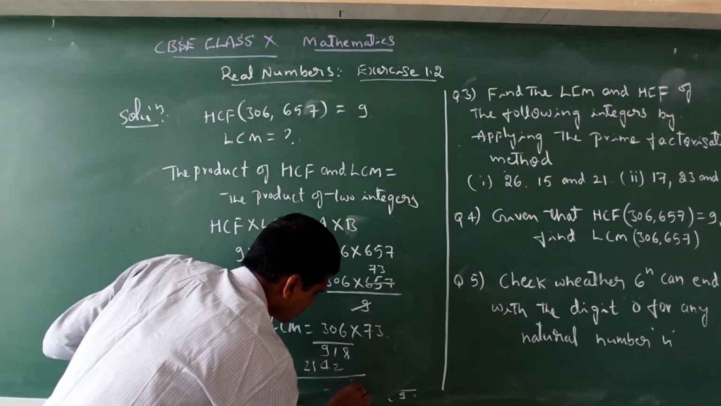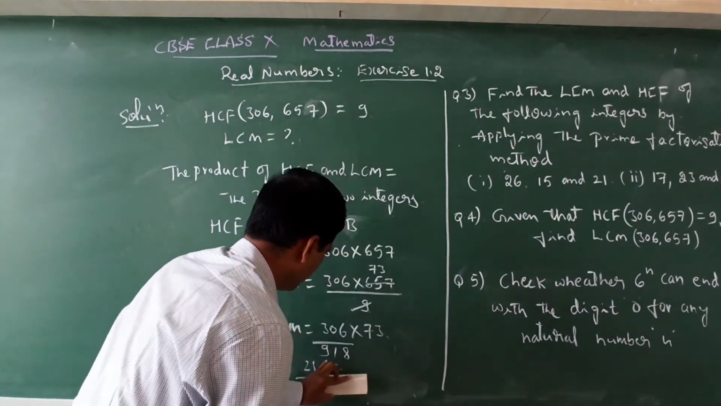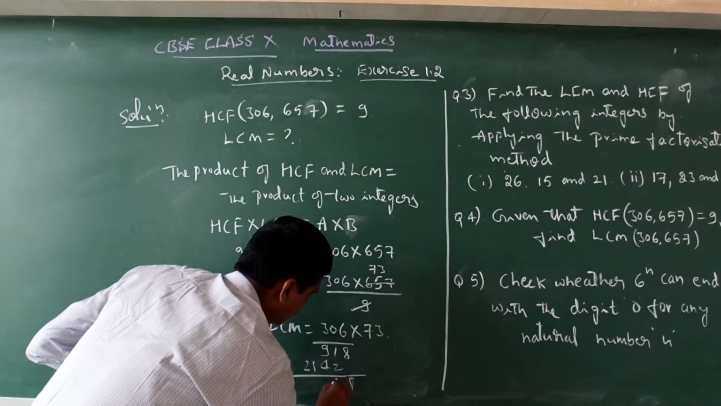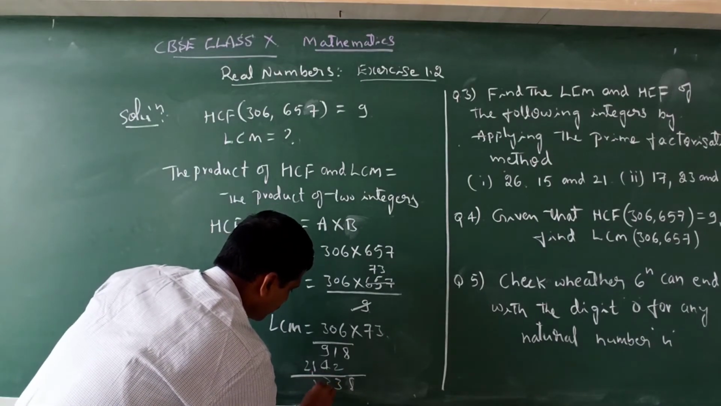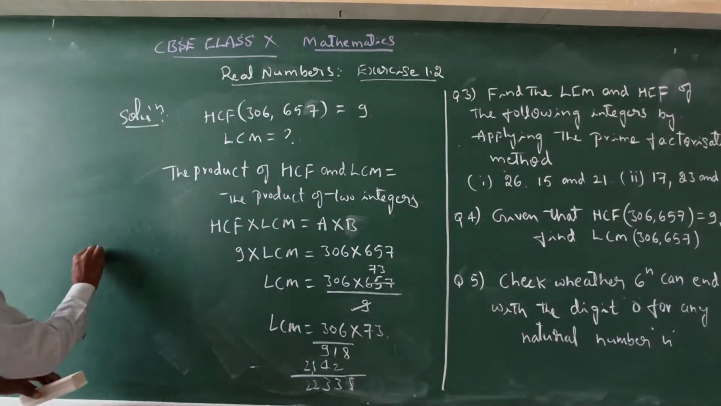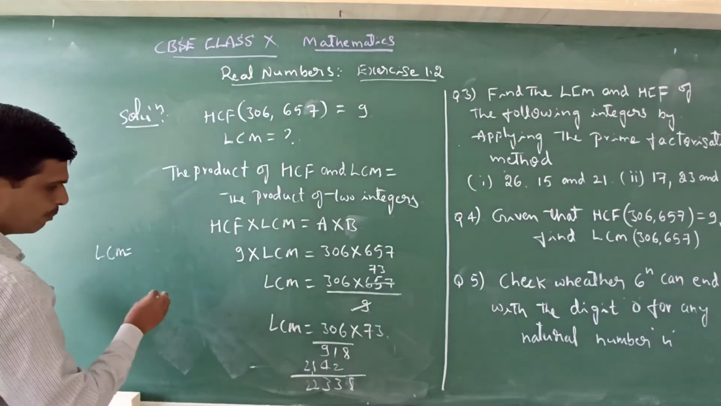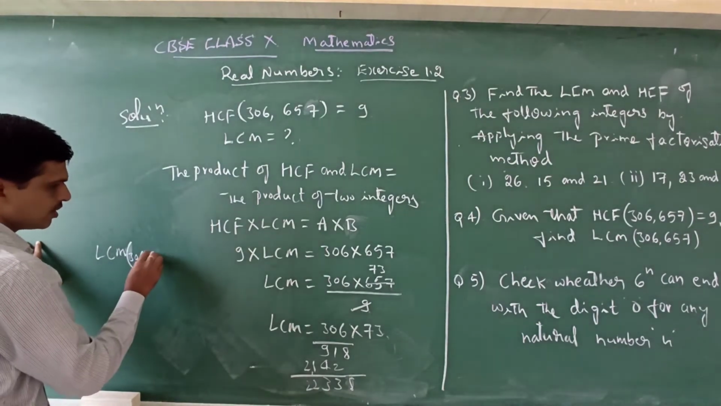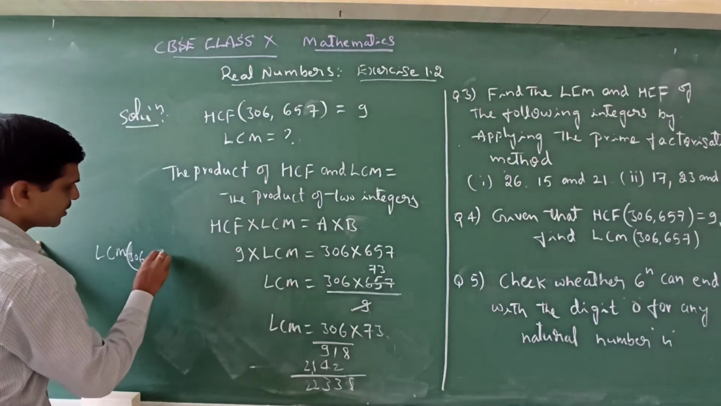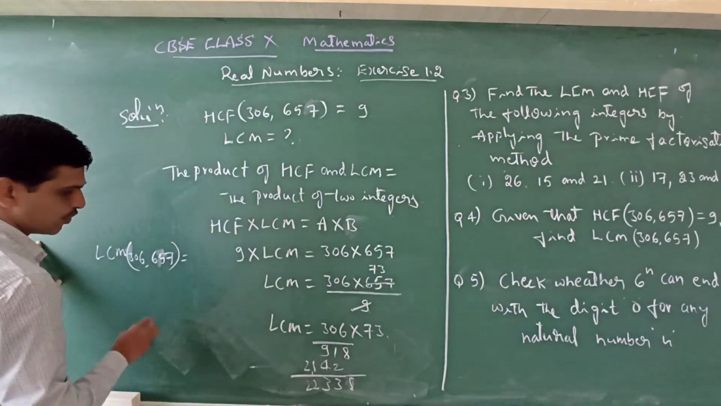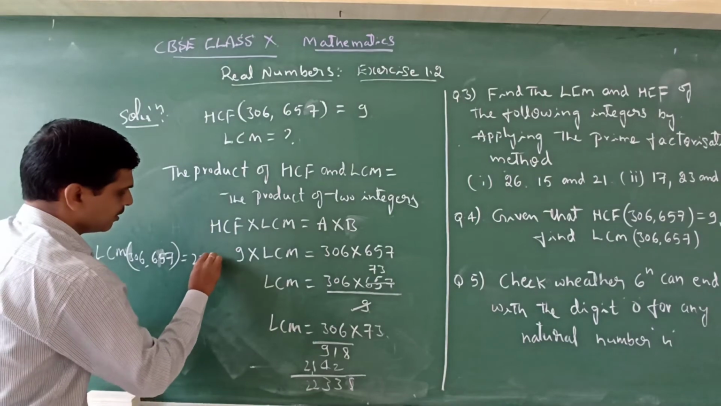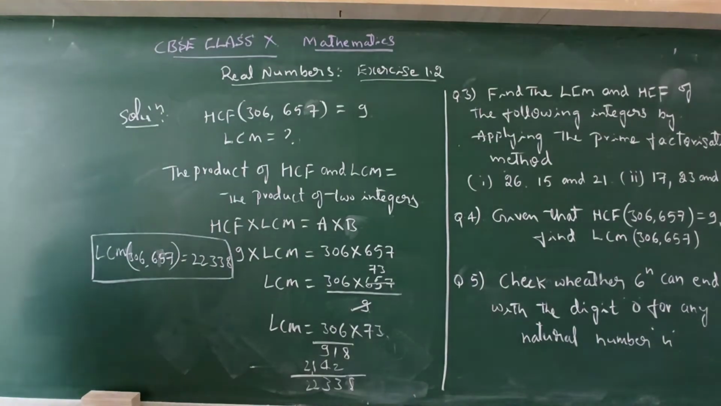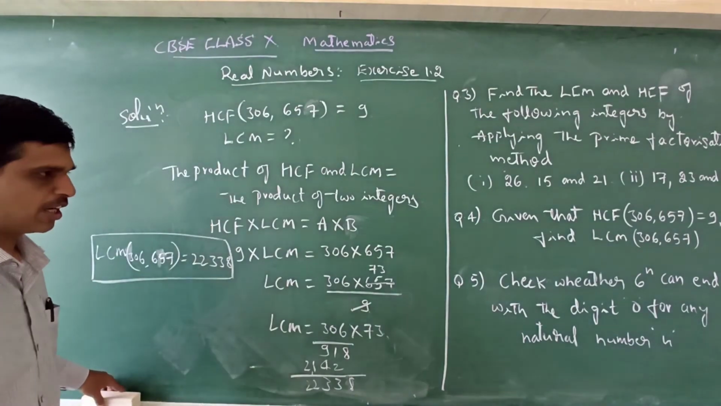So add these numbers. Therefore the LCM of these two numbers, otherwise we may write it like this, LCM of 306 and 657 is equal to 22,338. So this is our required number. Like this we can find the LCM of the given numbers.